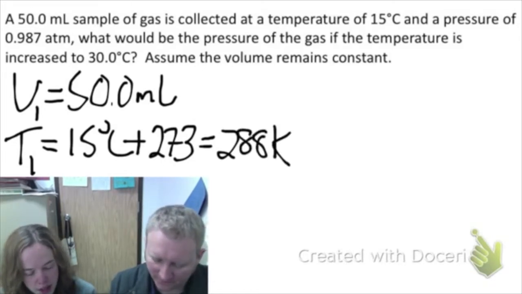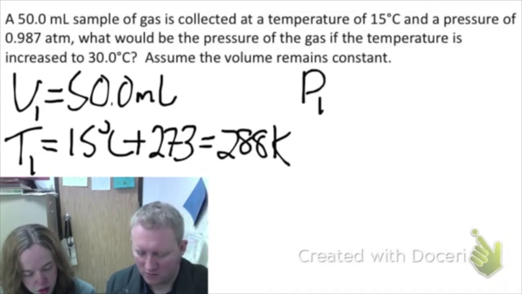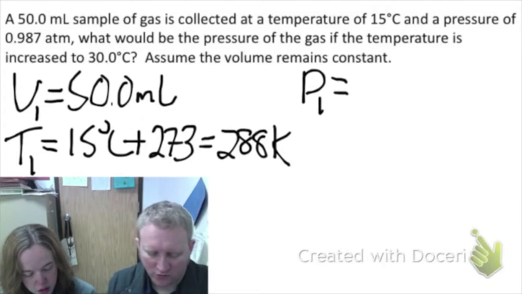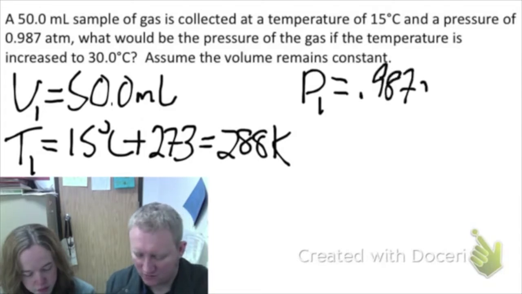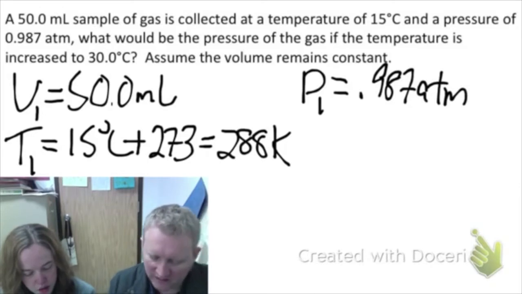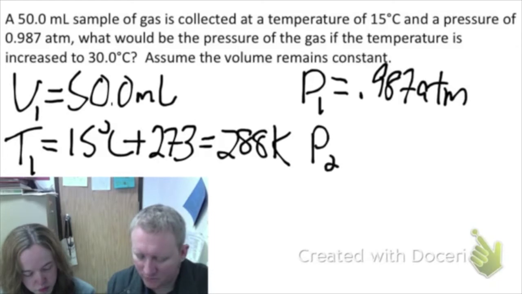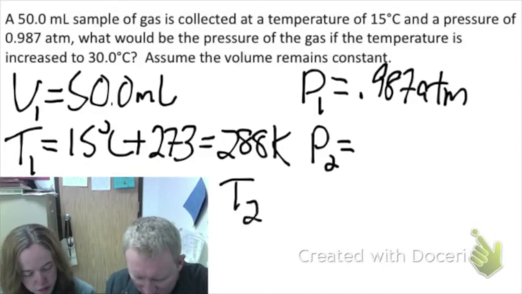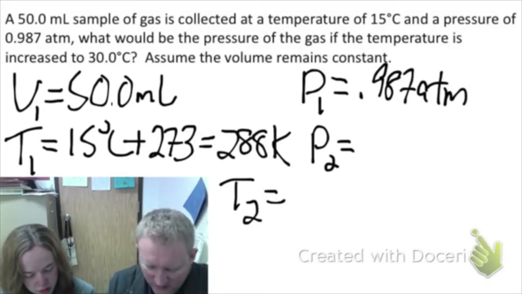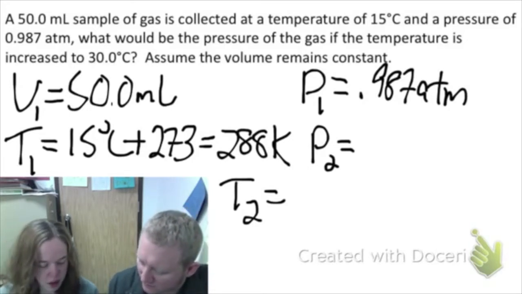So then, next thing we know, a pressure of 0.987 atmospheres. What would be the pressure of the gas if the temperature is increased to 30 degrees Celsius? So we have to know what the new pressure is. And we have a T2, which is 30 degrees Celsius. So write down our 30 degrees Celsius.